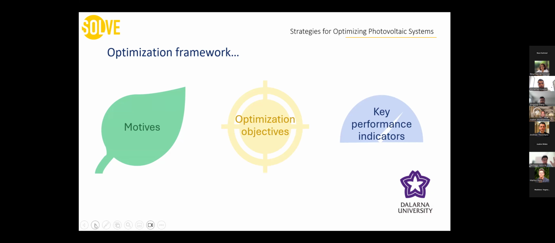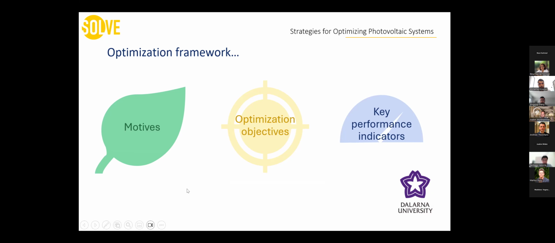There were studies on the motives. People asked stakeholders, what are their motives around PV systems? Mostly the motives were environmental sustainability, pretty much what I just showed. Also, there were some economic concerns and so on.